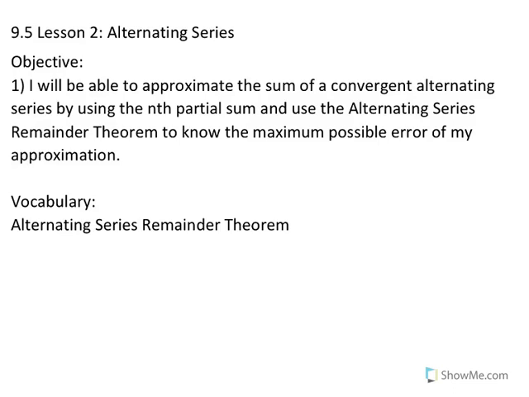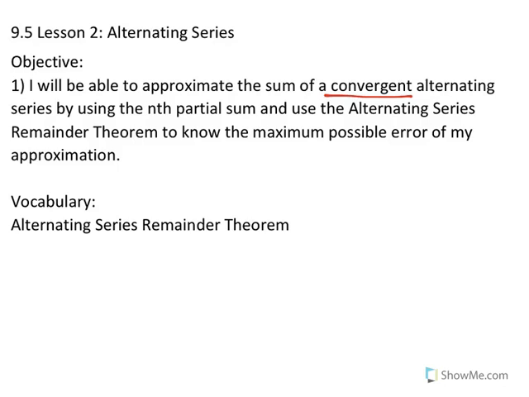9.5 Lesson 2, Alternating Series. We have one objective for today. You'll be able to approximate the sum of a convergent alternating series. So if we know that we have a convergent alternating series, it must converge to some sum. So it's an infinite sum, but it has a finite value. So how can we approximate the value of this infinite sum?